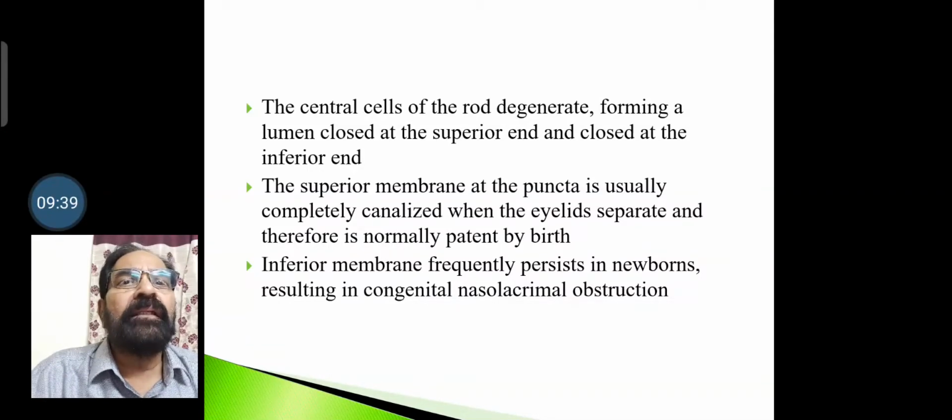Superior membrane at the puncta is usually completely canalized when eyelids separate, and therefore is normally patent by birth. Whereas inferior membrane frequently persists in the newborns, resulting in congenital nasolacrimal obstruction.